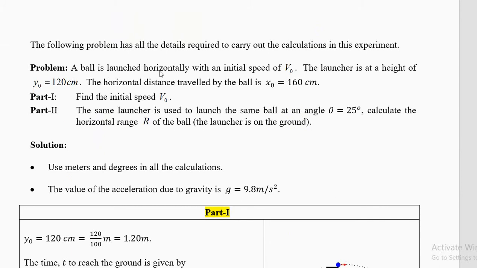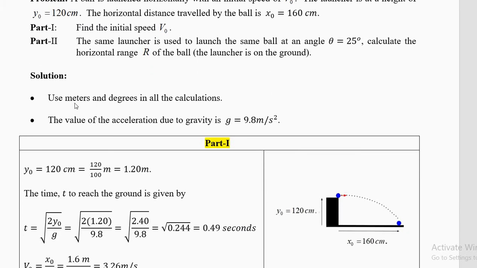A ball is launched horizontally with an initial speed of v0. The launcher is at a height of 120 centimeters. The horizontal distance traveled by the ball is 160 centimeters. We are going to use these symbols: v0 is the initial speed, y0 is the height, and x0 is the horizontal range. When you kick your ball, it will go up to a maximum height, then fall down at some distance from your feet.